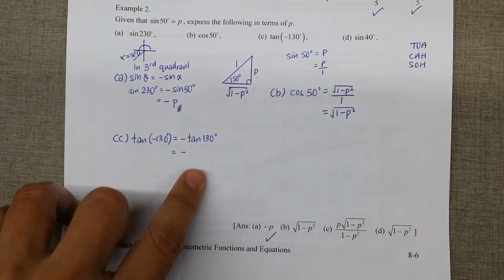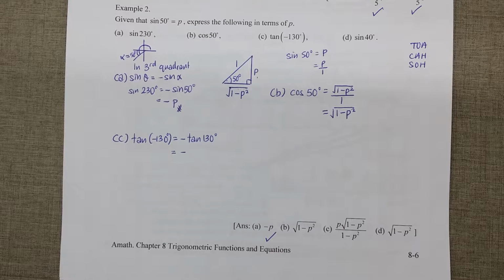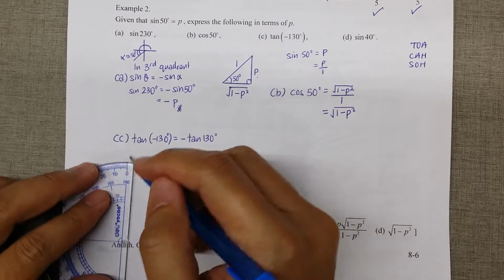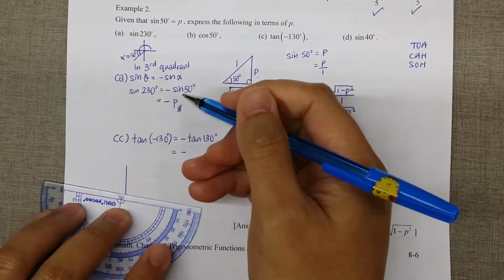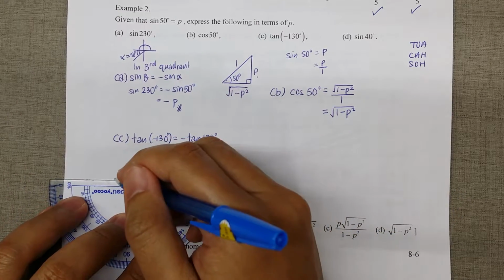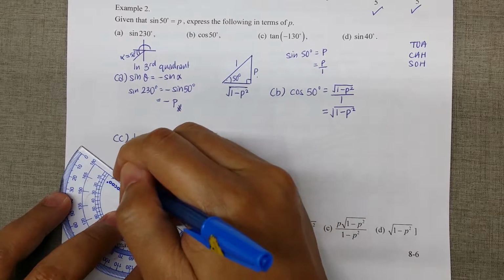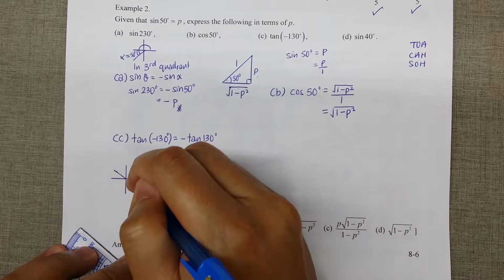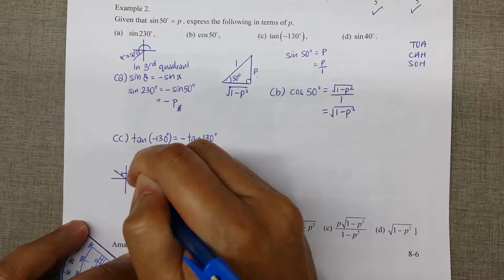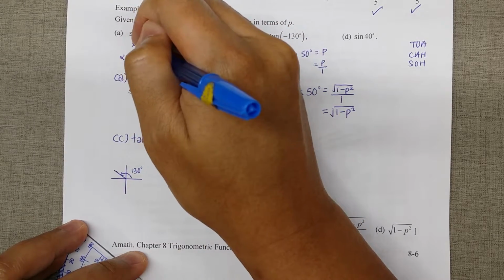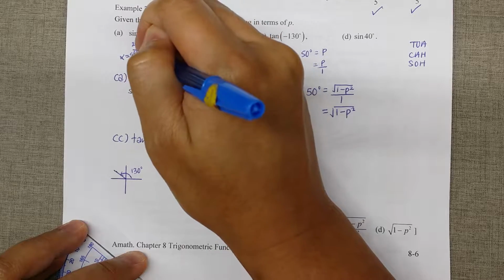Okay. Now, what about tangent 130? Tangent 130 will be in which quadrant? Let's take a look. 130, let's draw it out. 130 is in the second quadrant, right? Somehow it looks like that. 130. Earlier on, this is 230. This huge angle over here.